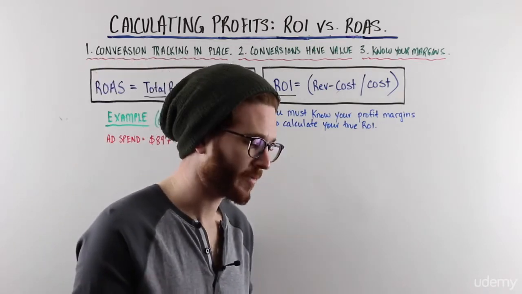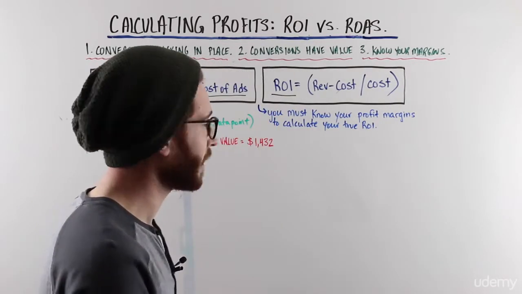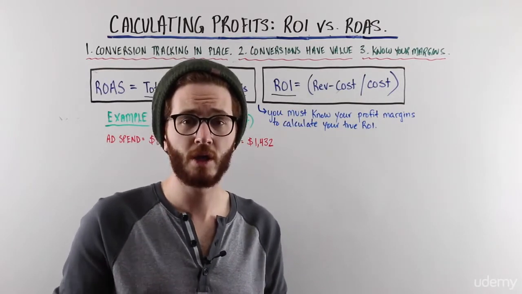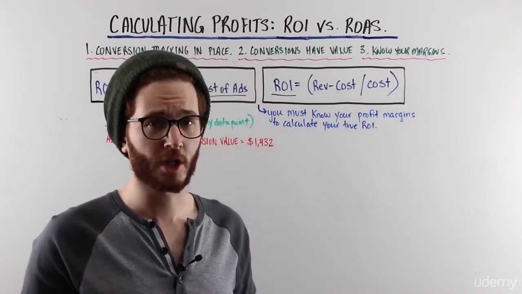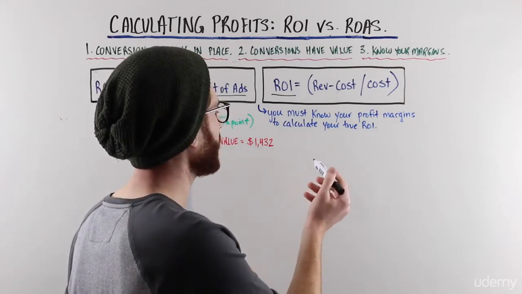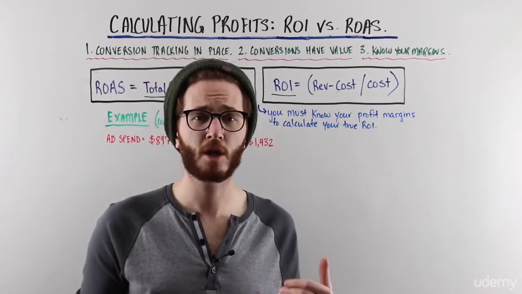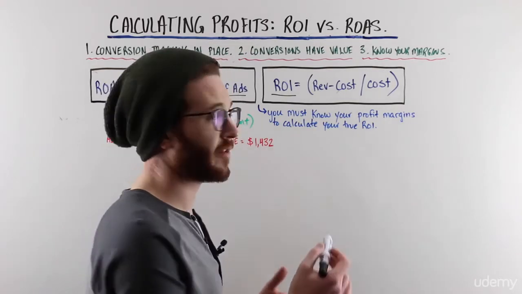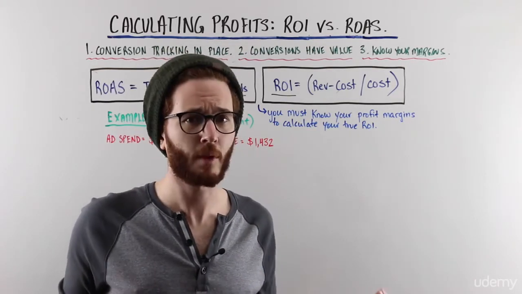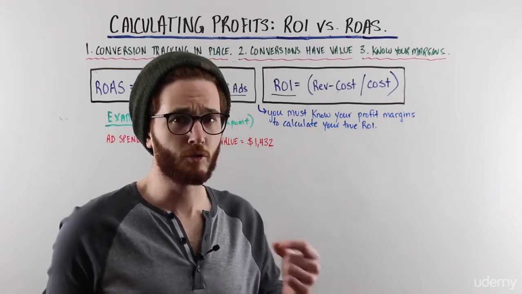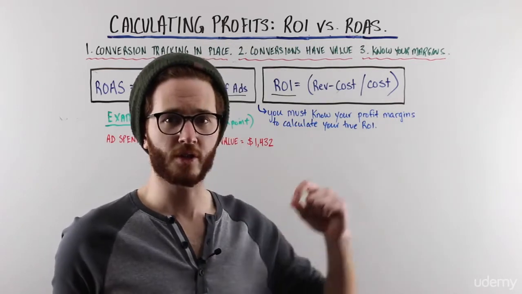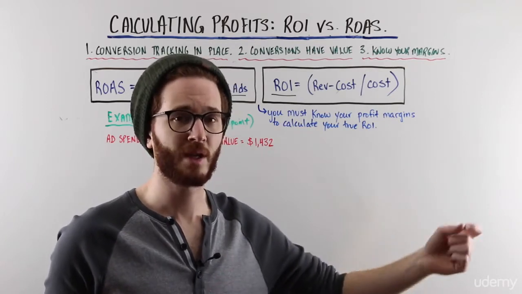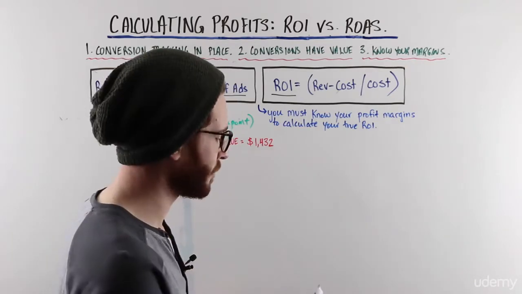So you need to know your profit margins in order to calculate ROI. Obviously, I can't help you create your profit margins. You need to know what they are for your business. When I say profit margins, I mean how much of every dollar you put in your pocket at the end of the day. If you have a 50% profit margin, that means that of every dollar you make, 50 cents goes to servicing the client or the cost of goods, whatever that may be, and 50 cents goes in your pocket.